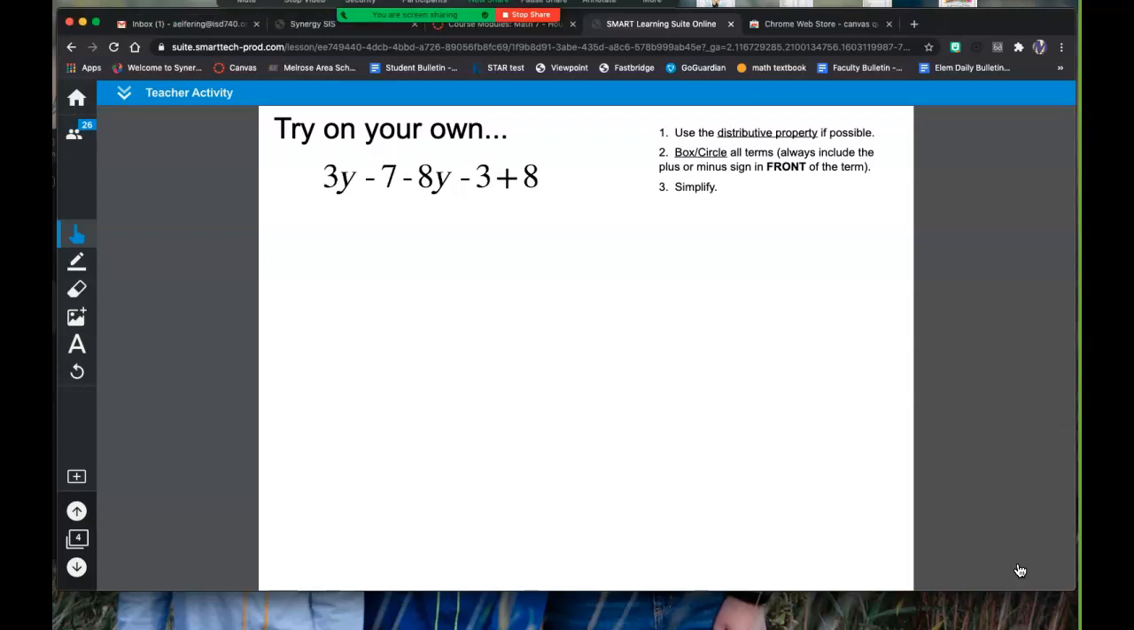Click the start button. Oh, there we go. Okay, make sure there's no distributive property to use, so you can skip that step. Circle or box your terms, and then simplify.